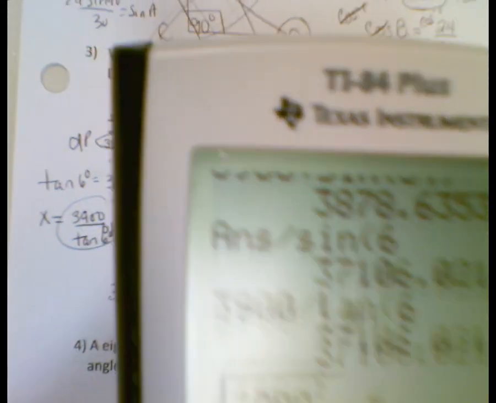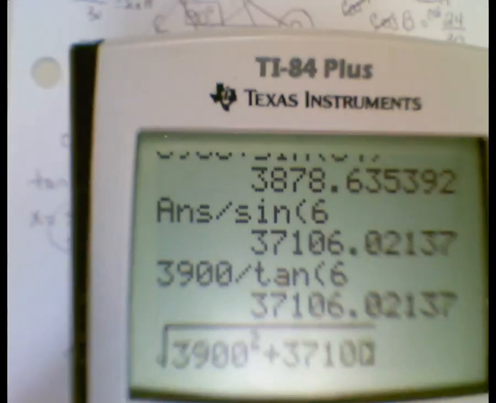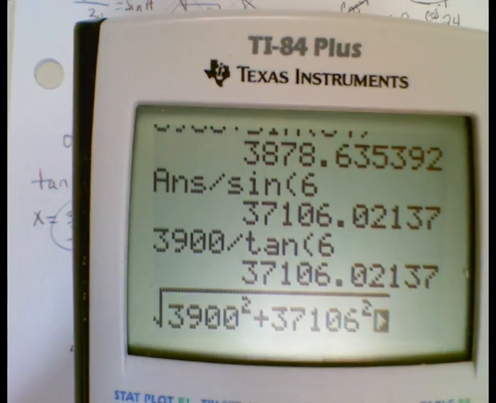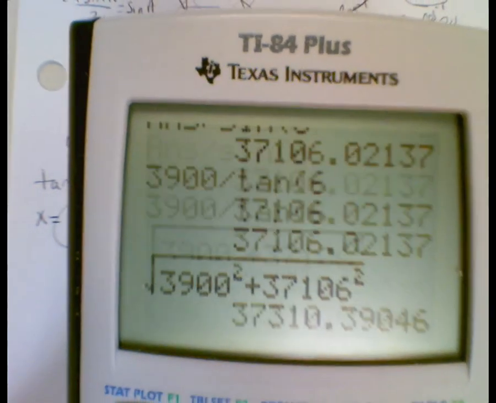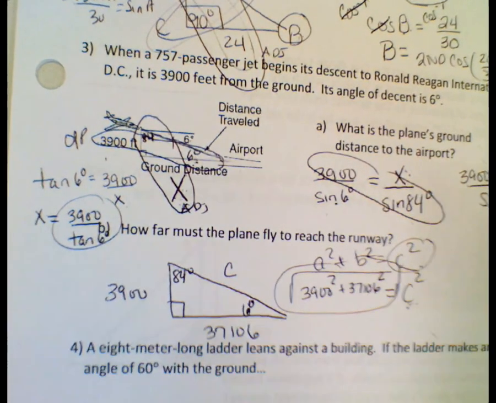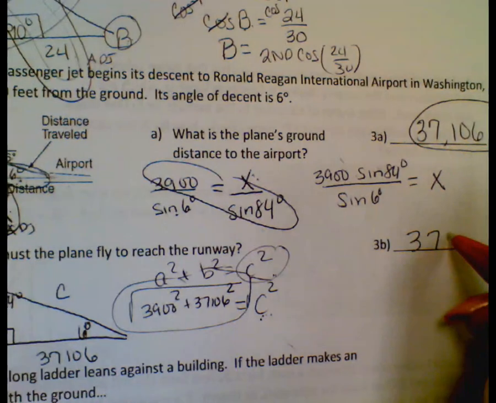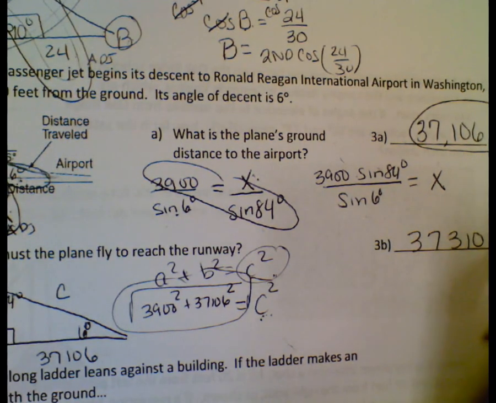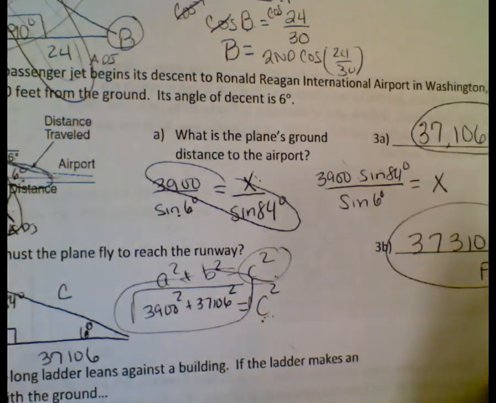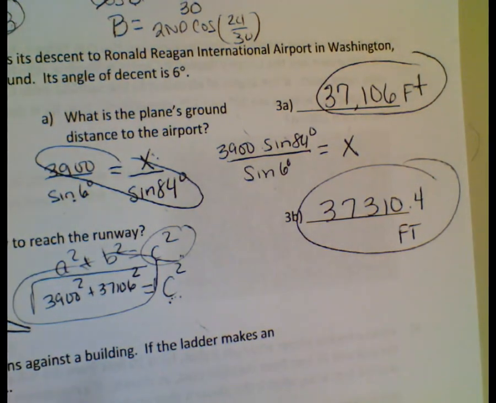Squared, don't forget that's 3,900 squared plus 37,106 squared. And just press equals, and that's going to be your answer. So your answer is 37,310.4, and that is in feet. And that's your answer. Would anyone like me to show you law of sines for that one? Are you guys okay with Pythagorean theorem?